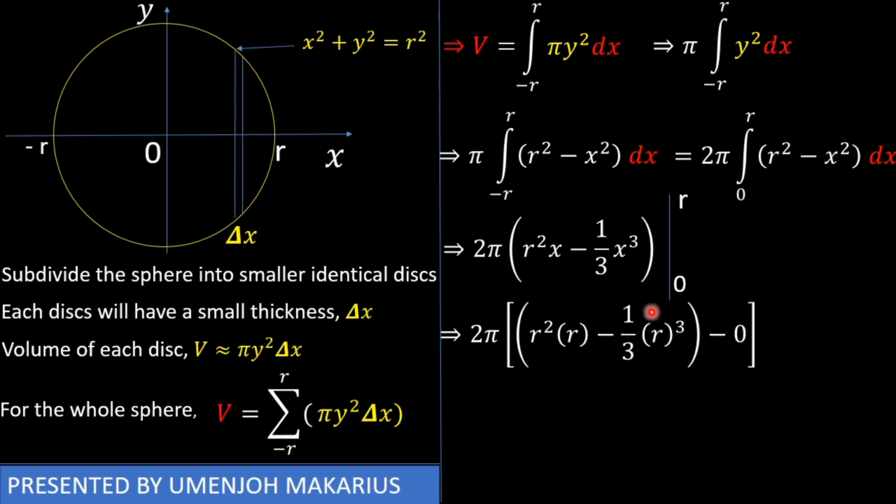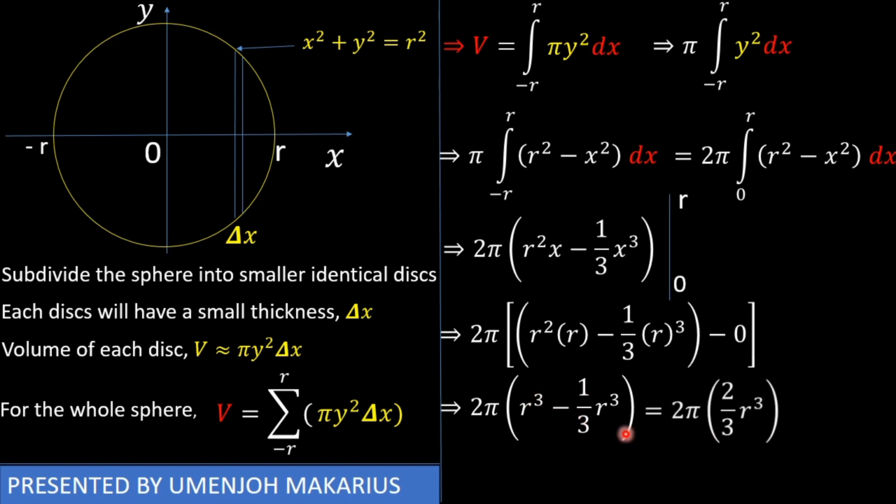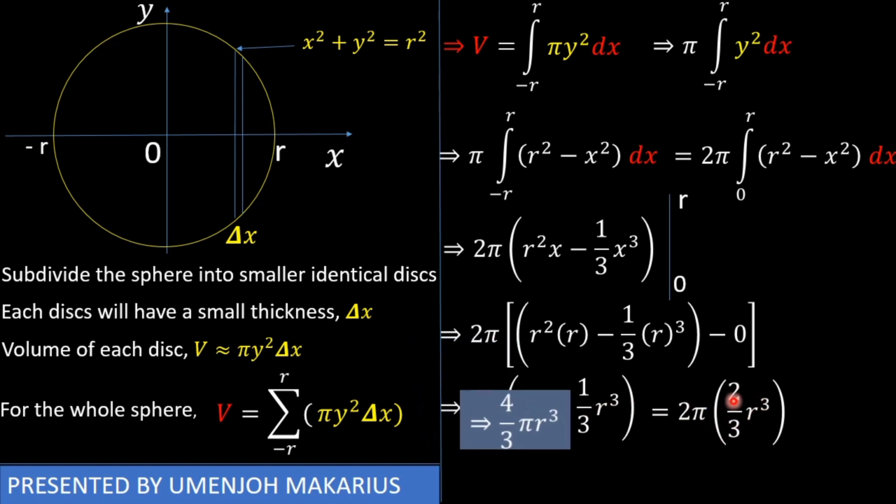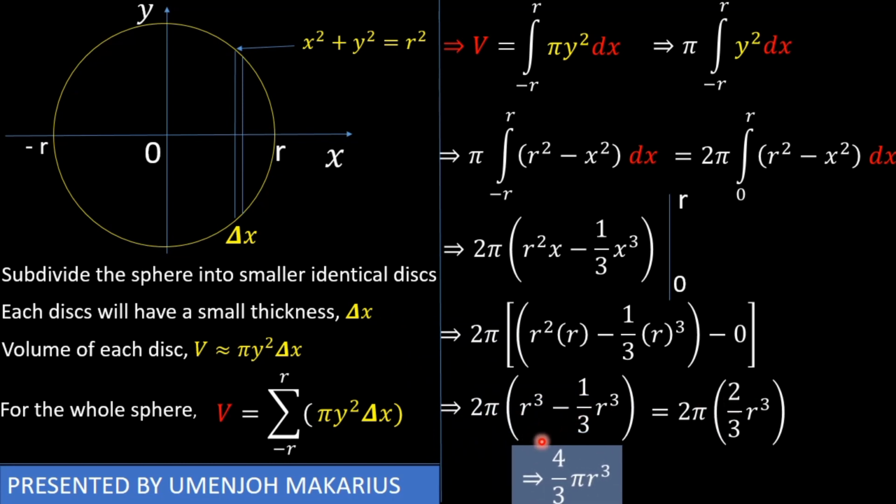Good. So friends, if we simplify the interior of our brackets, we are simply going to have 2 pi outside. Then inside we have r cubed minus 1/3 r cubed. If we simplify further, we are going to have 2 pi outside. Then inside we have 3 r cubed minus r cubed over 3, which gives us 2 r cubed over 3. 2 pi times 2 r cubed over 3, guys, simply gives us our answer as 4/3 pi r cubed, as required. So friends, that's how we can show that the volume of our sphere is as we have.